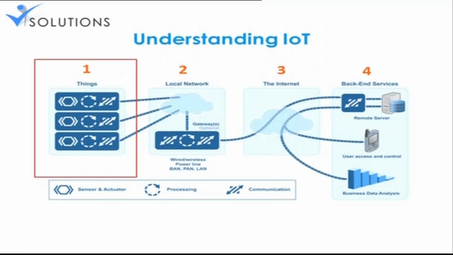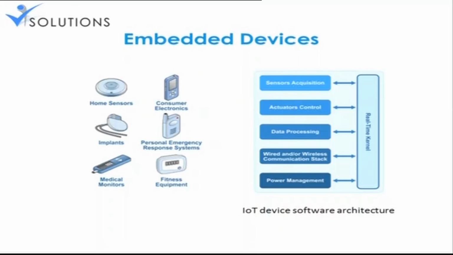When it comes to things, there are 3 important things here: number 1 is sensors and actuators, number 2 is processing, and number 3 is communication. Basically, your thing should be an embedded system. I think I told you in the first class. The reason your thing should be an embedded system is you are putting a processor and processing should happen on that thing.